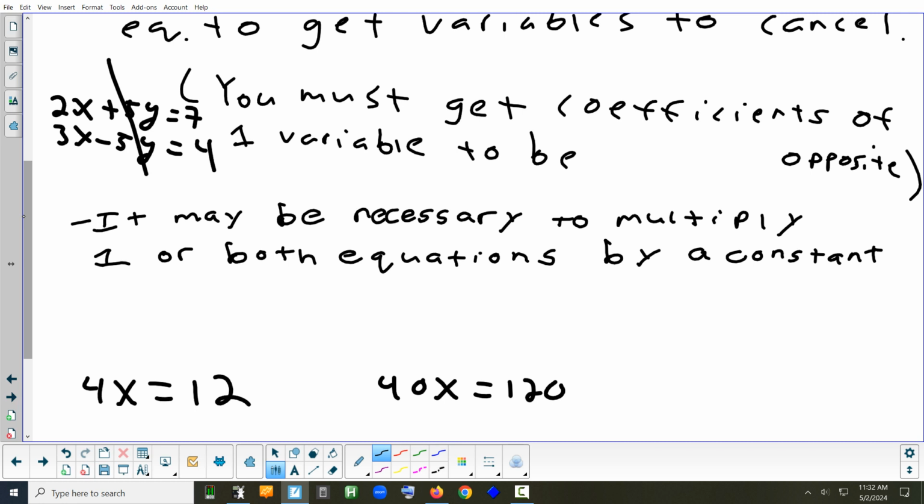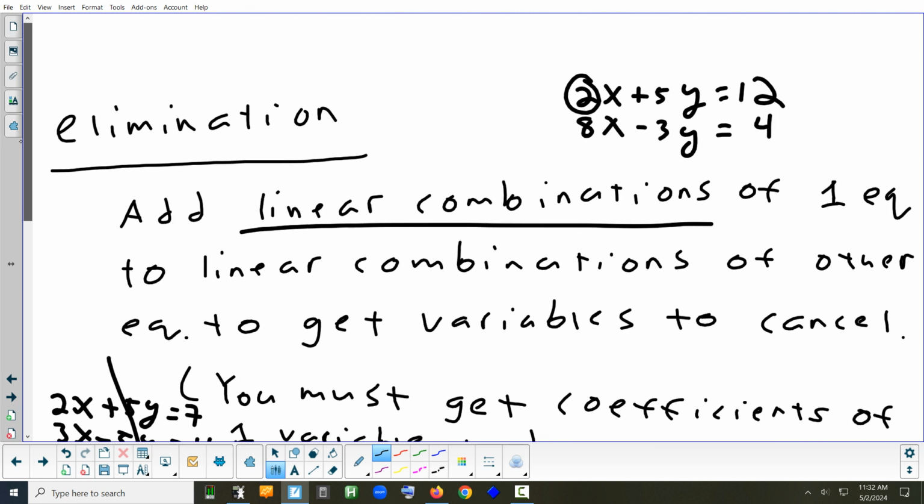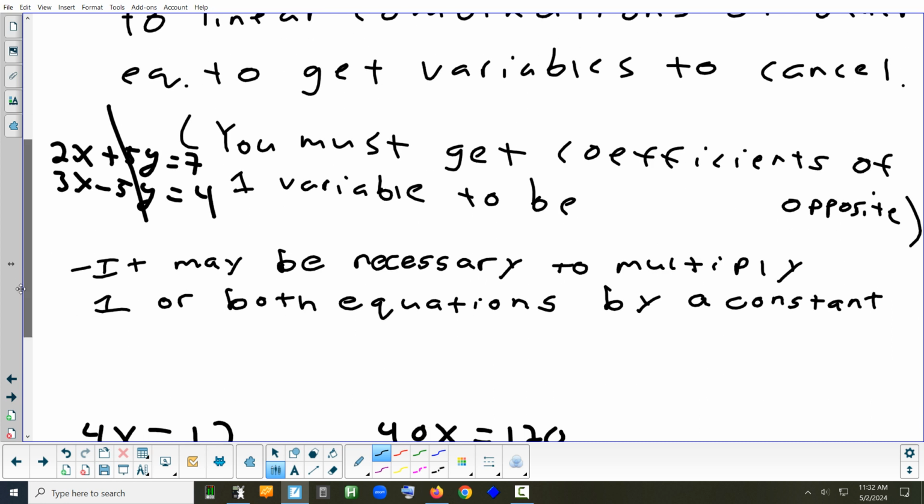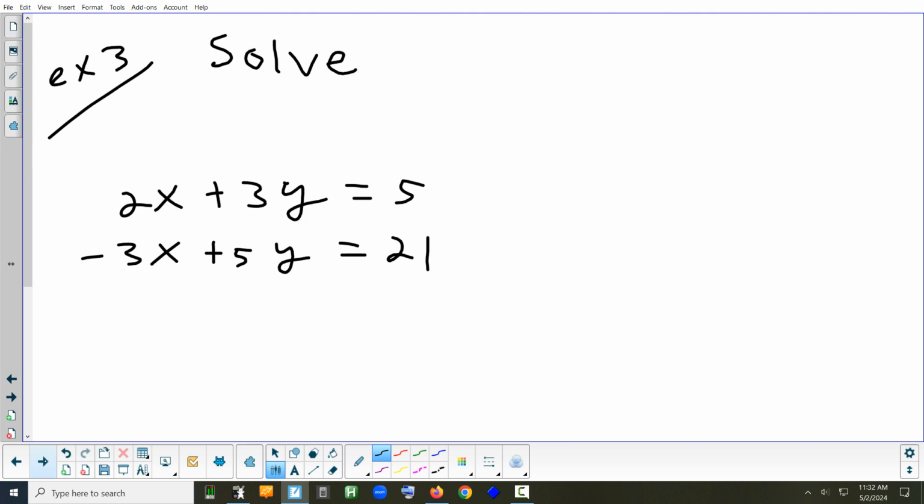So in the problem I showed you earlier, you had to multiply that top equation by a number. Well, you might have to multiply both sometimes. Depends on the problem. So let's look at this one. 2x plus 3y equals 5. And -3x plus 5y equals 21.